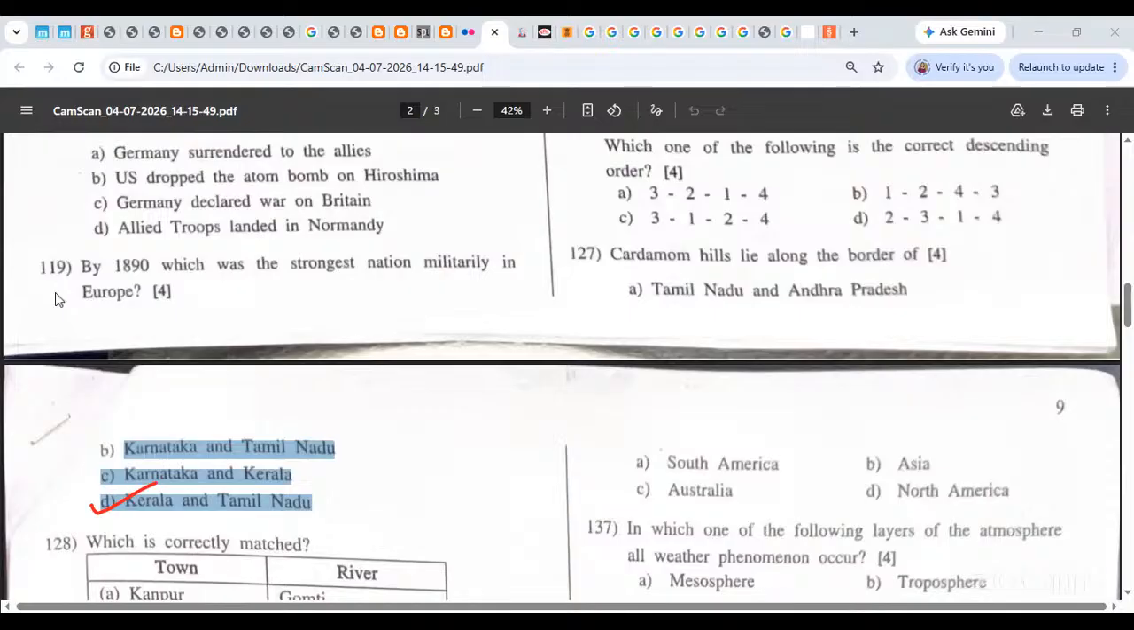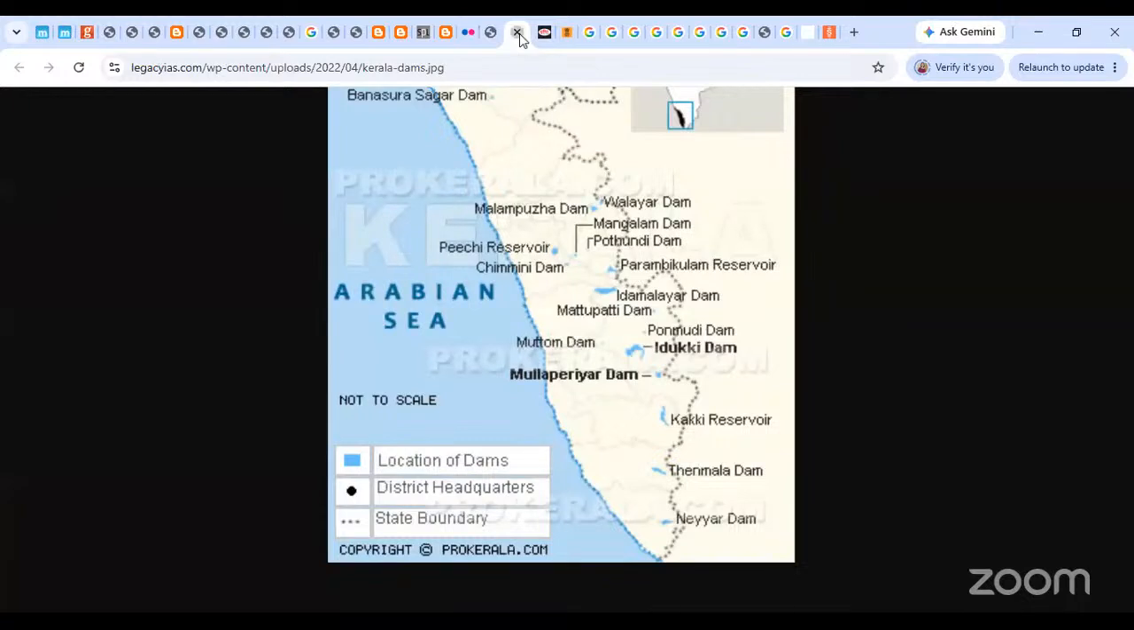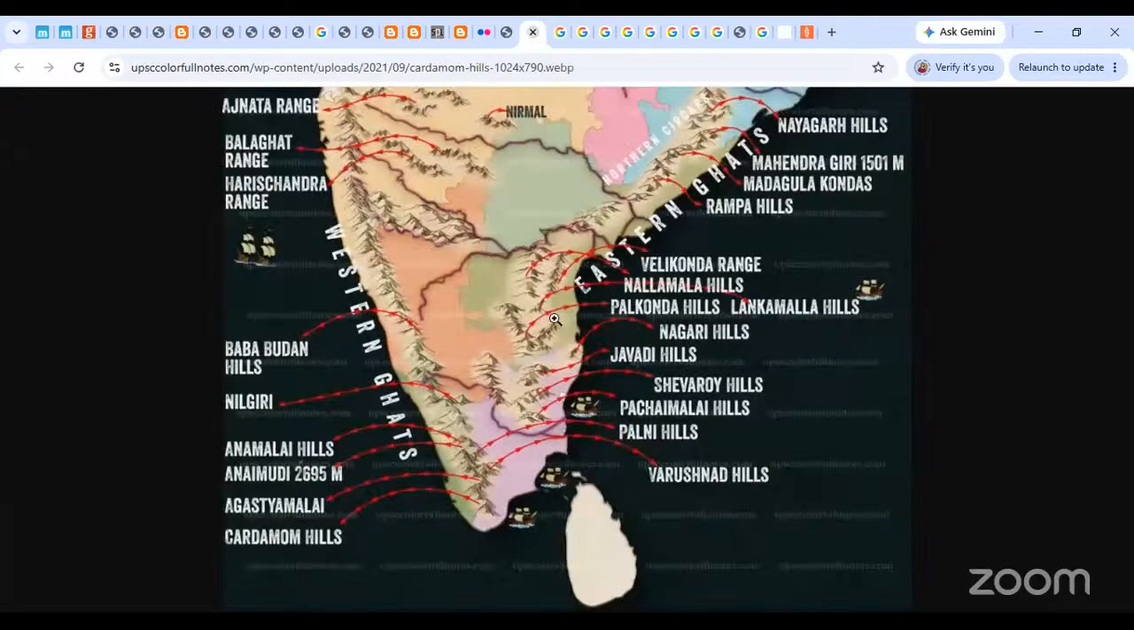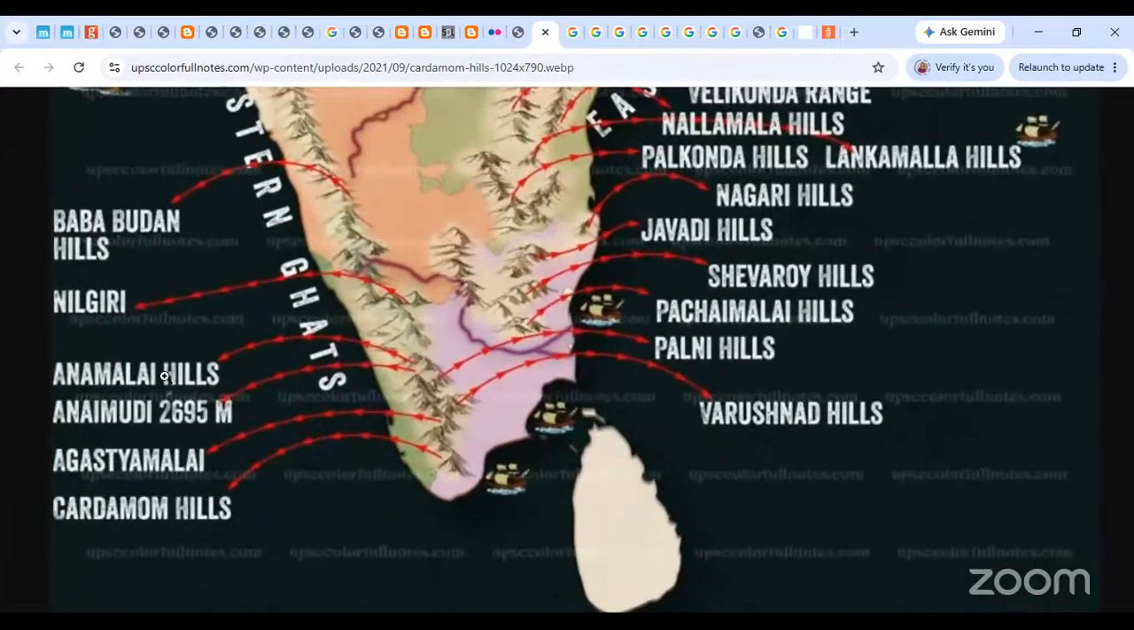While we are on this, let me also show you the rest of the hills. Oh, see, this is the Zojila Pass we were discussing, right? We said it is the route which connects Srinagar to Ladakh. All right, let's go through all these hills here. These are very important. You are looking at the Cardamom Hills over here.